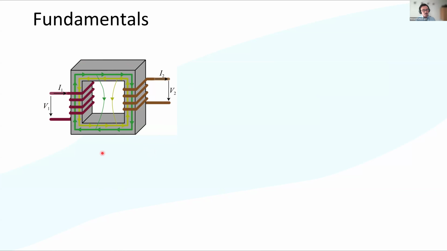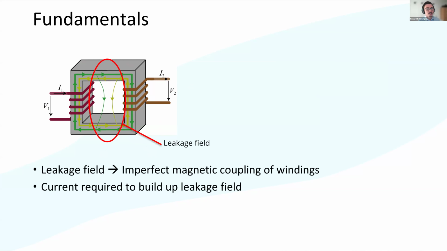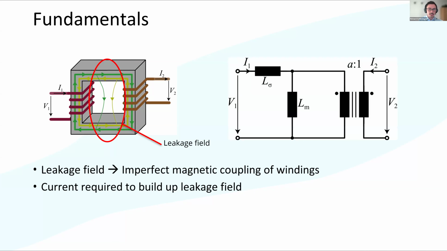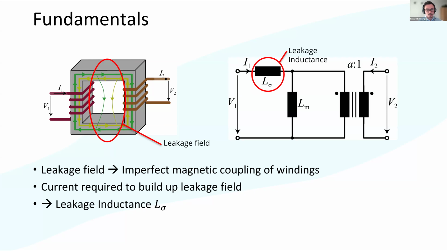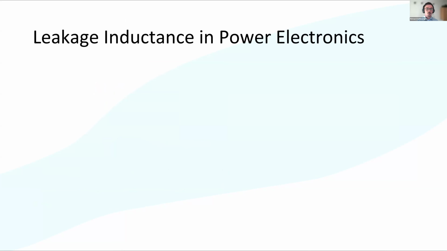However, there's always some part of the field that does not couple both windings, and this is the leakage field. This leakage field is due to the imperfect magnetic coupling of the windings, and current is always required to build up this field, which leads in our equivalent circuit to a series inductance, and this series inductance is the leakage inductance. What does this have to do with power electronics?